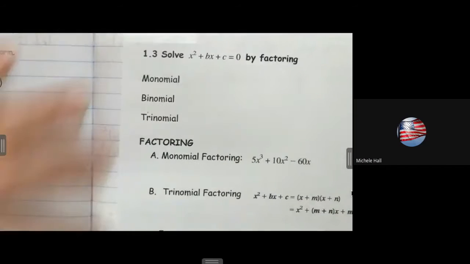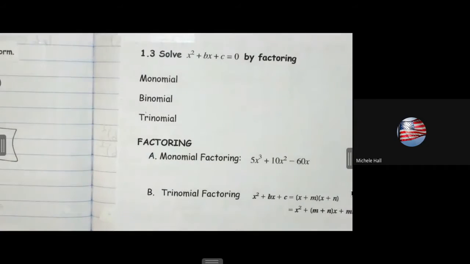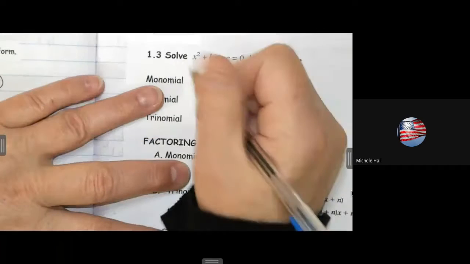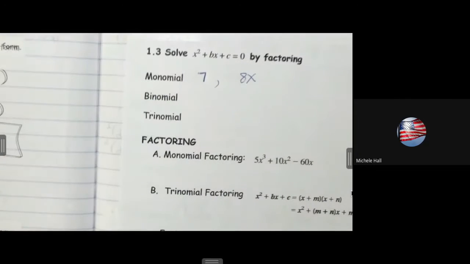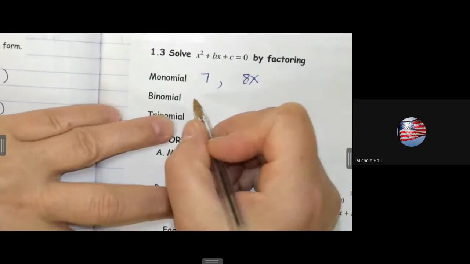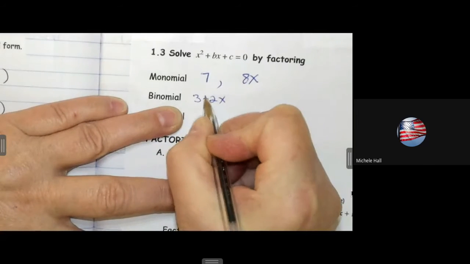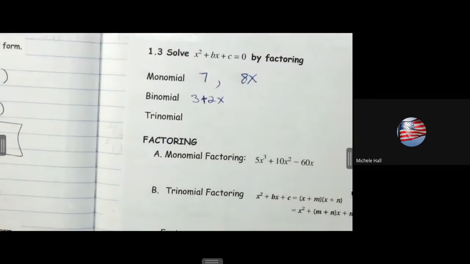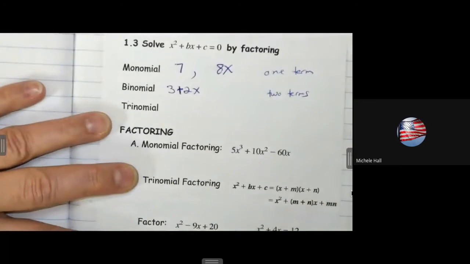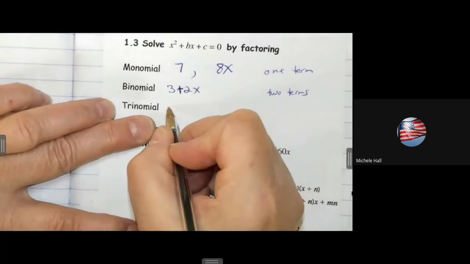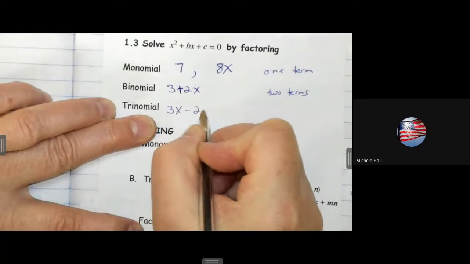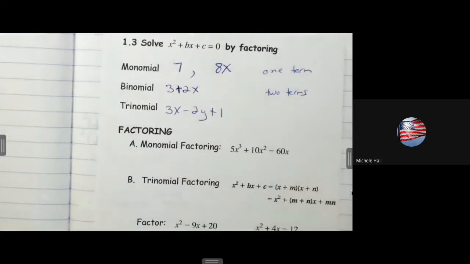A monomial, binomial, and trinomial. A monomial is just one term. So it could be one term like that. A binomial, how many terms do you think a binomial has? Bicycle has 2 wheels. And so that could be something like 3 plus 2x. 2 terms. Terms are separated by plus and minus signs. Trinomial would be 3 terms, so I could have like 3x minus 2y plus 1.